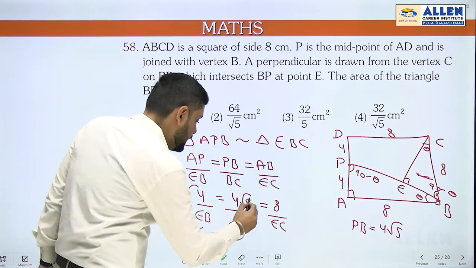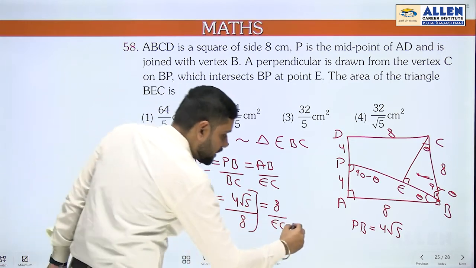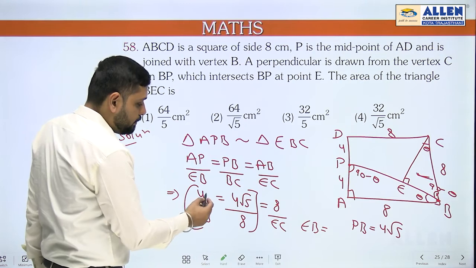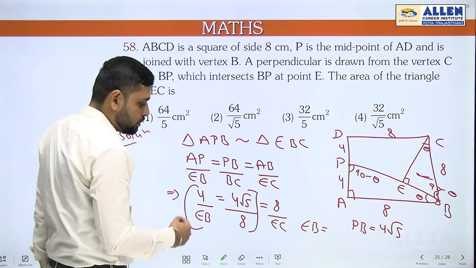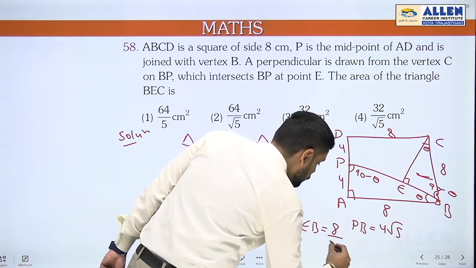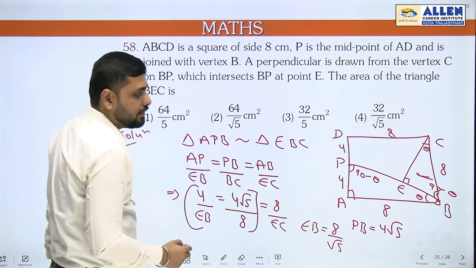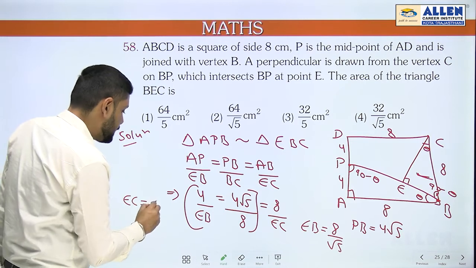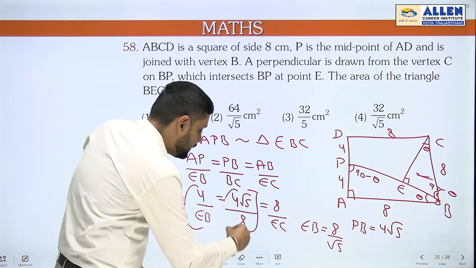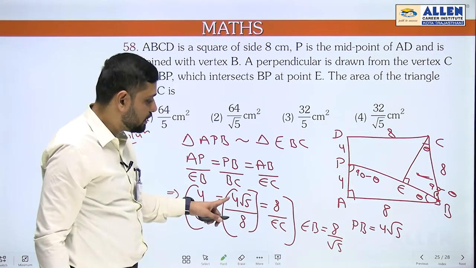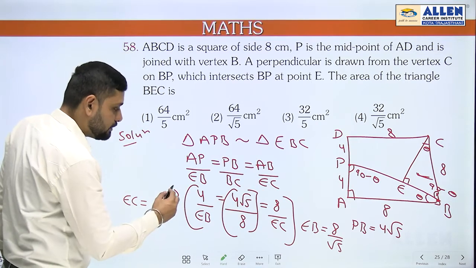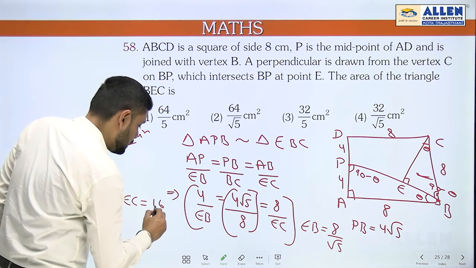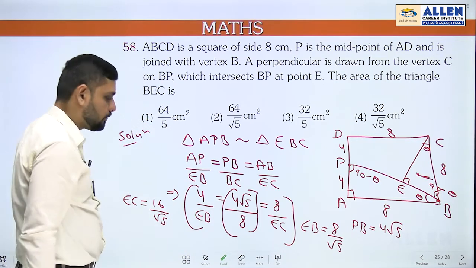First we will equate this part, and after simplification, the 4 and 4 will get cancelled. So the value of EB will be 8 upon root 5. This is the value of EB, the base we got. Similarly, EC, the perpendicular, will be what? Now we will equate this part, and after equating, it will get cancelled out 2 times. So EC will be 16 by root 5. This is the value of EC we got.